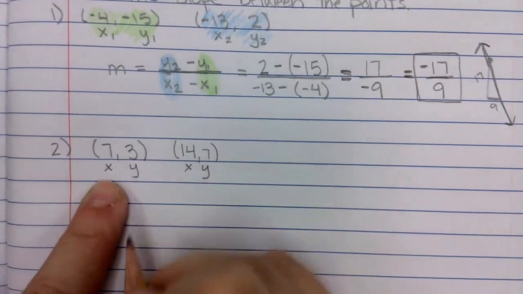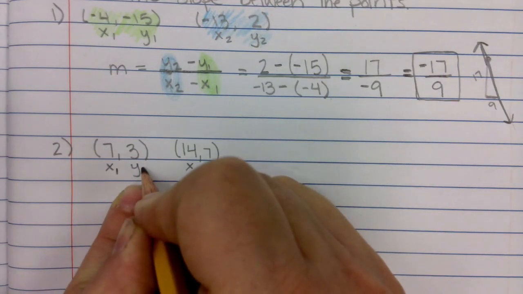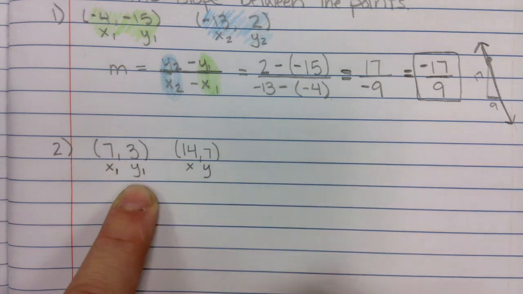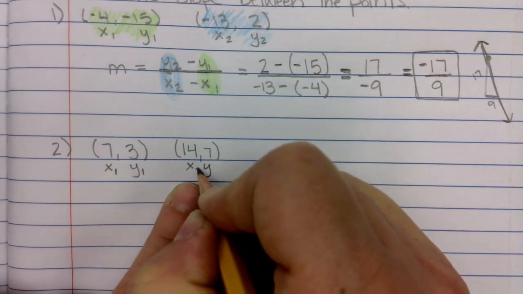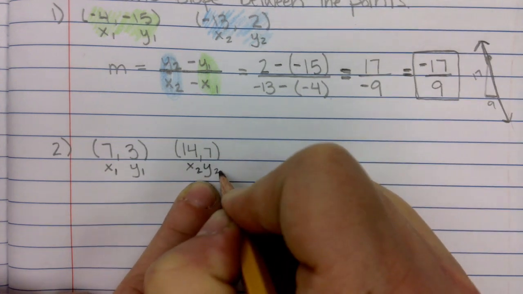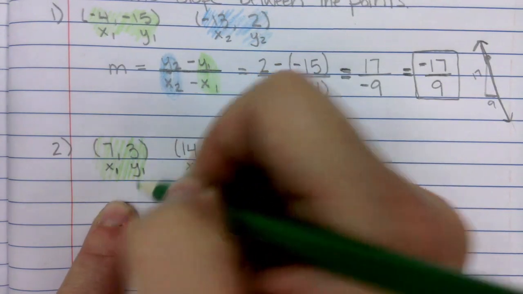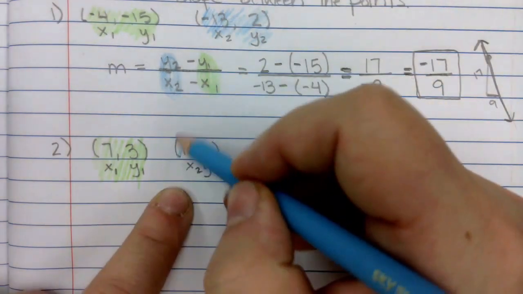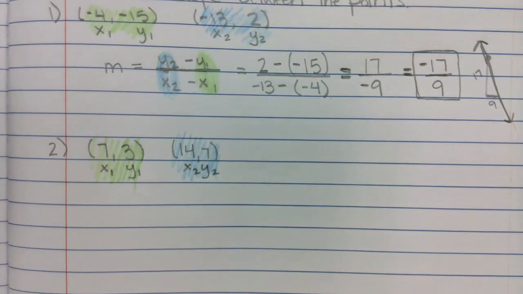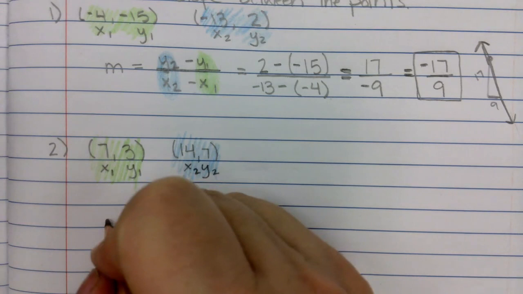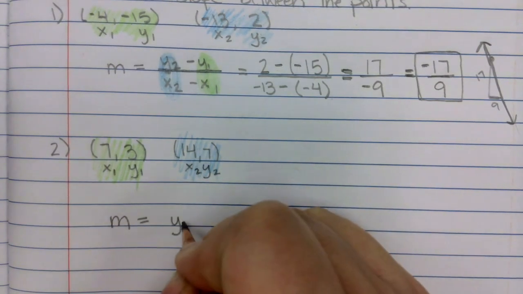Alright, we're going to write out that formula one more time here. So M equals Y2 minus Y1 over X2 minus X1. So we're starting off with that second point, so I'm going to color those blue. I want to start with my blue point and then subtract off my green point. But we want to do our rise first.